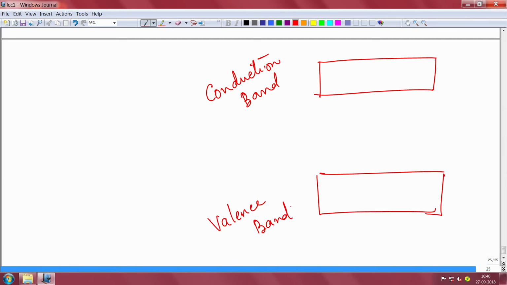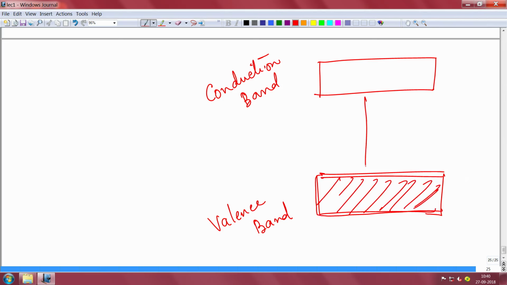These bands are formed when discrete energy levels of atoms split into a continuum of many discrete levels when you bring the atoms close together, and eventually when a large number of atoms come close together to form a crystal, these discrete energy levels form a band. It looks like a band, and this band is completely filled with electrons. This one is mostly empty of electrons, but there is a gap between the two. It is called the energy band gap. We denote it with E subscript G.